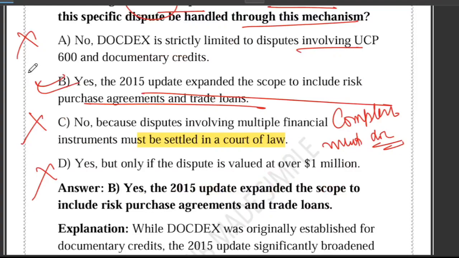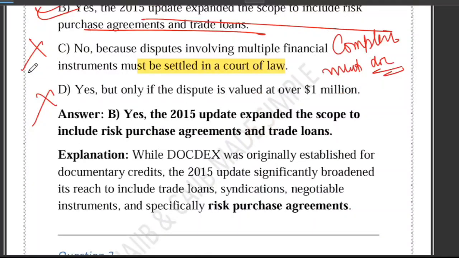So what we learned from this question is that DOCDEX originally was only limited to LC, guarantee, collection, but after the 2015 update, trade loan, negotiable instrument, risk purchase agreement, syndications, and traditional LC disputes are all handled. There is no monetary threshold. Multi-document disputes are quite acceptable.